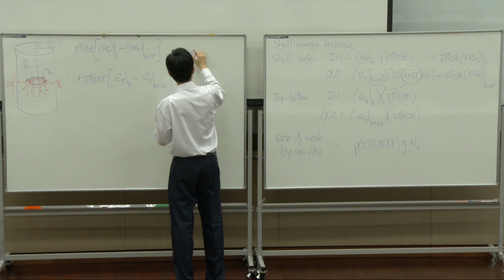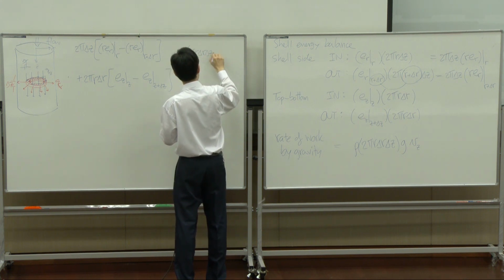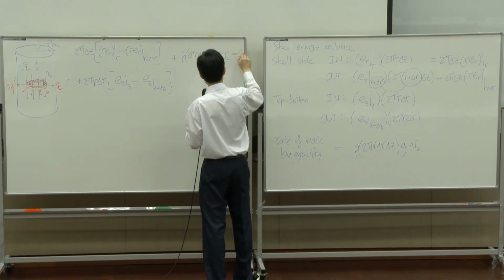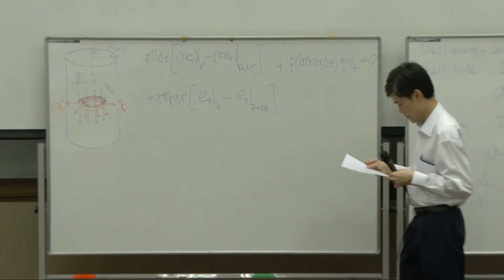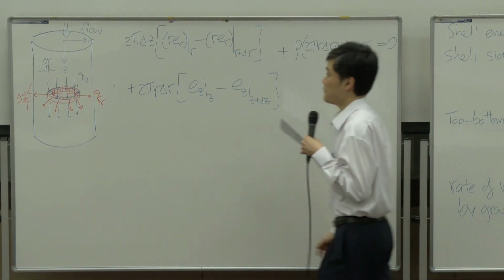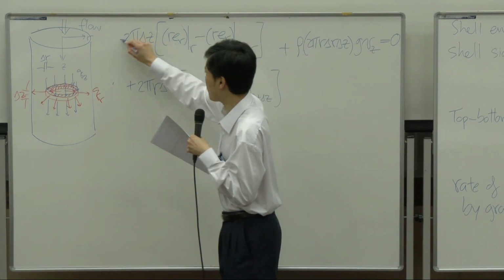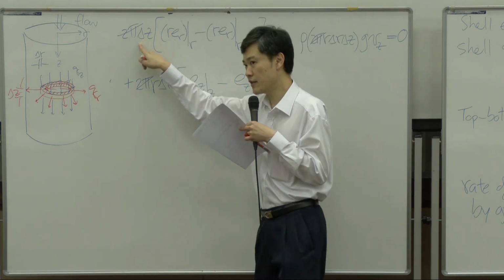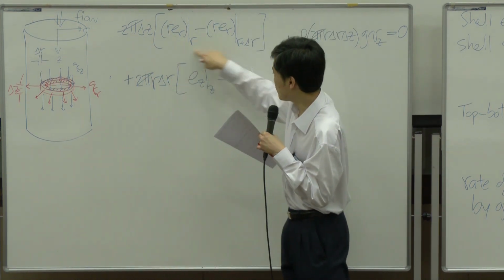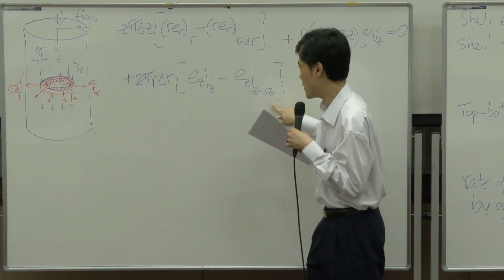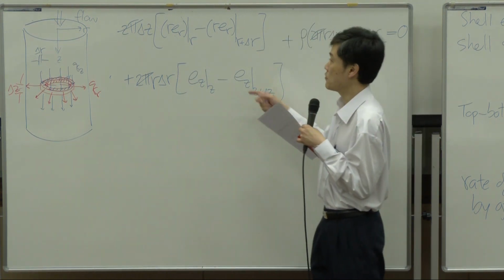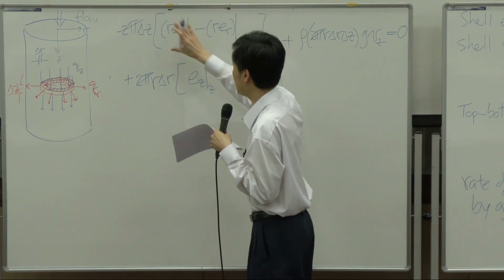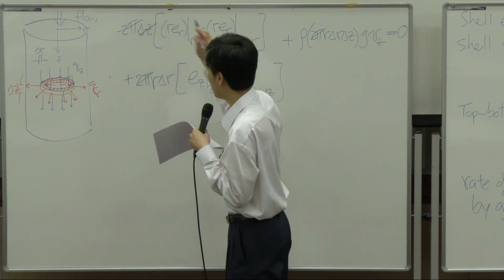rho 2 pi r delta z g vz equal to 0. That would be our shear balance. So if we divide the whole equation by 2 pi, of course 2 pi will be cancelled. And then we need to eliminate delta z here. So we want delta r to be denominator here, and we want delta z to be denominator there. So we have to divide the whole equation by delta r delta z. If I divide it like that, delta z here would be gone.